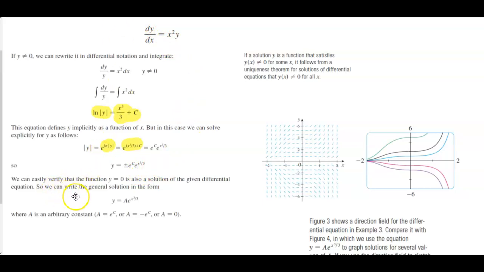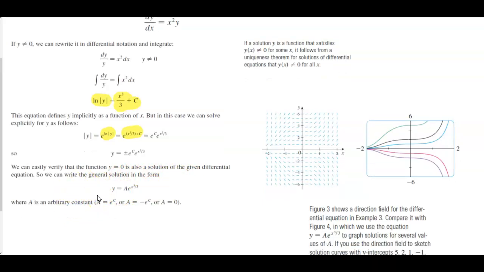Now, we can easily verify that the function y equals 0 is also a solution of the given differential equation. So we can write the general solution in the form of y equals a e to the x cubed over 3. The reason they write a is that it represents the constant being multiplied by e to the x cubed over 3. So a would be an arbitrary constant where a is equal to e to the c, or a is equal to negative e to the c, or a would equal 0.